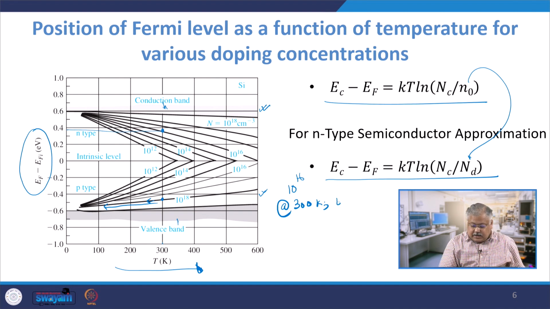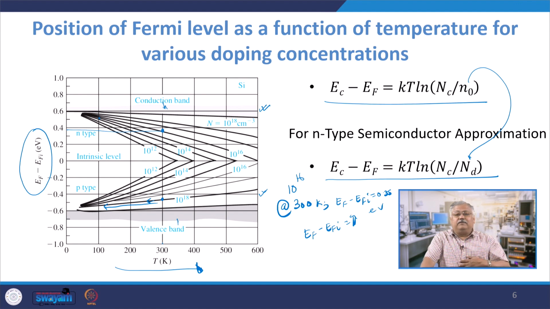Let us say EF minus EFI is equal to 0.35 electron volt. Now, what has happened? You reduce the temperature to 100 Kelvin. It is somewhere here at the top, which means that EF minus EFI has actually increased, which means that EF has actually gone away from EFI. EFI is a fixed value. But what has happened is, for a fixed value of 10 to the power 16, at reduced temperature, this has gone high. Gone high effectively means that my Fermi level has moved away from the intrinsic level.